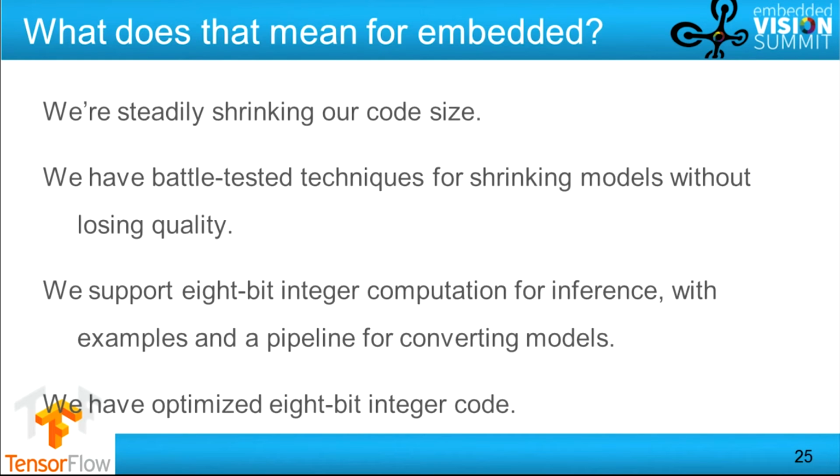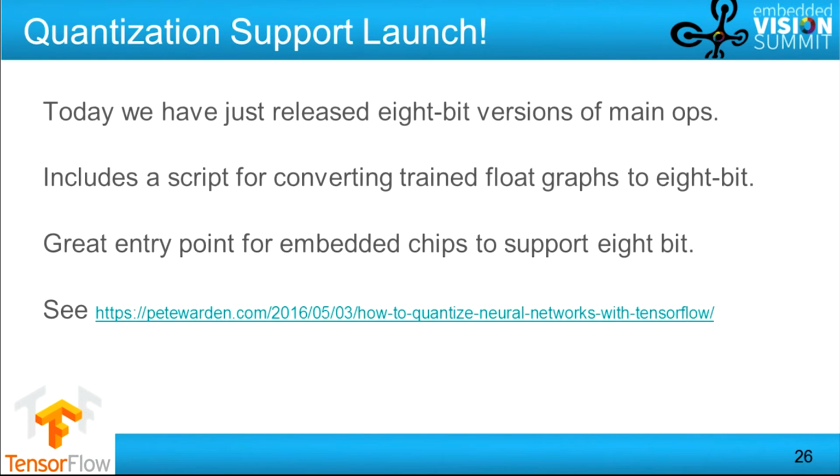We have a bunch of battle-tested techniques for shrinking down the model size as well, so we can make the model size much smaller. 8-bit integer computation is really key to a lot of our mobile and embedded performance. It makes a massive difference, and I'll talk about that in a little bit. And we have optimized the code for that too. I've just released the 8-bit versions of TensorFlow's main operations for doing inference on vision. The sort of operations used by GoogLeNet, Inception, all of our top-performing image analysis and object recognition frameworks are now available in 8-bit form.